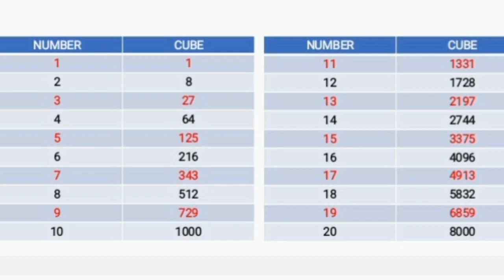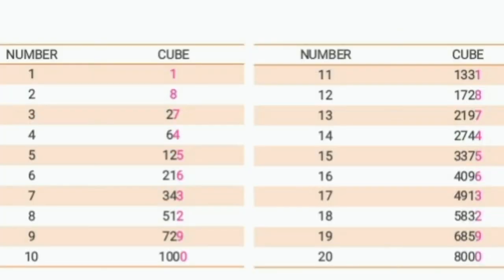And now see the even numbers. Number 2, cube is 8, even. Number 4, cube is 64, even. Number 12, cube is 1728. 18, cube is 5832. And now fact number 3, students.